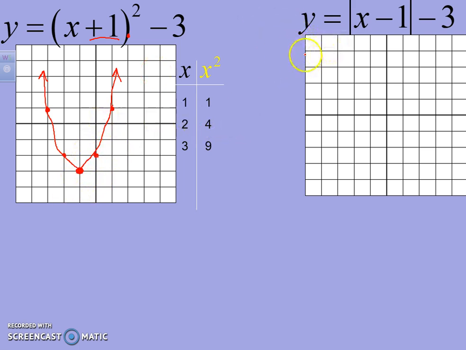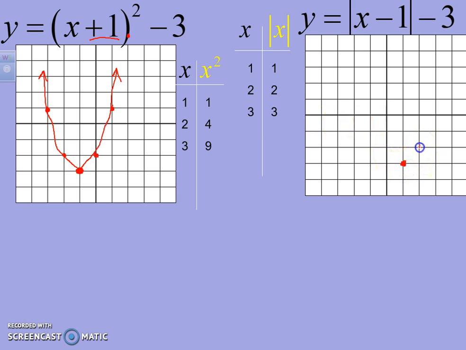This one, exact same problem, except it has an absolute value. Absolute value bars make a V. So we're still going to do the first dot. It goes to the right 1 and down 3. Right 1, down 3, put your first dot, and then you're going to make your parent function t-chart. For the t-chart, you just take off the 1 and the 3, and you just do the absolute value of x. Plug in 1, 2, 3 again. What's the absolute value of 1? It should be 1. Absolute value of 2 is 2, and 3 is 3.